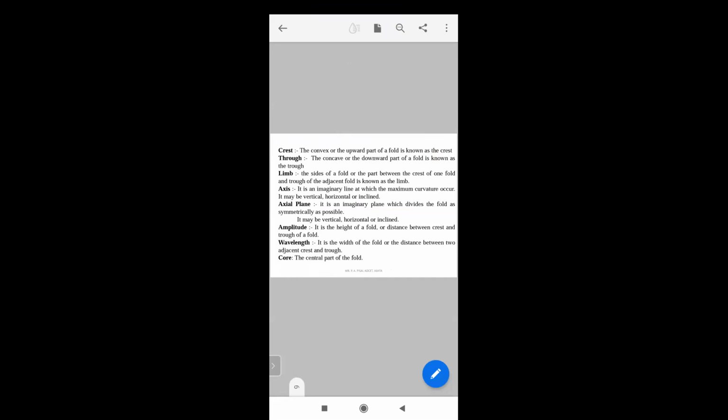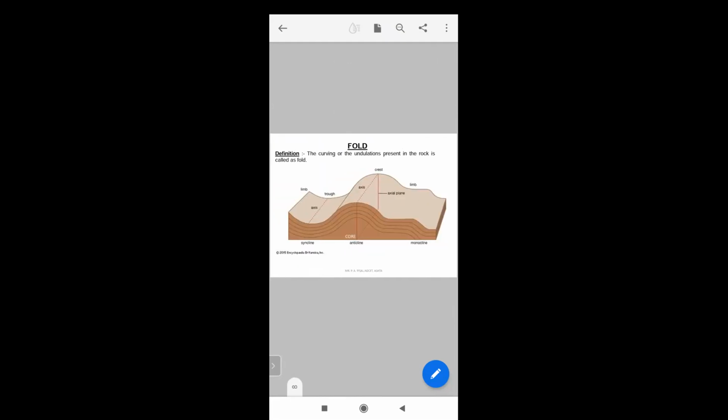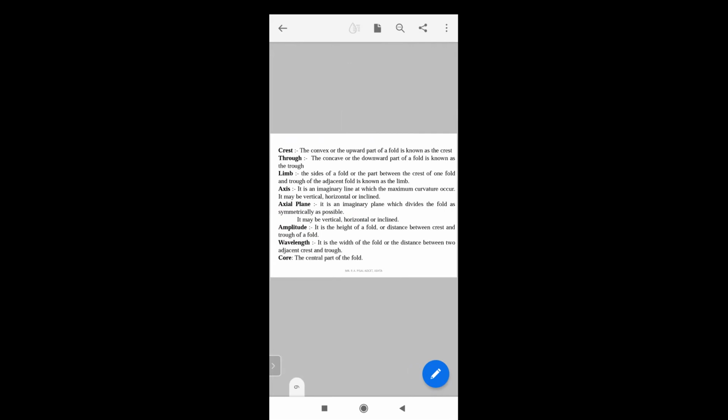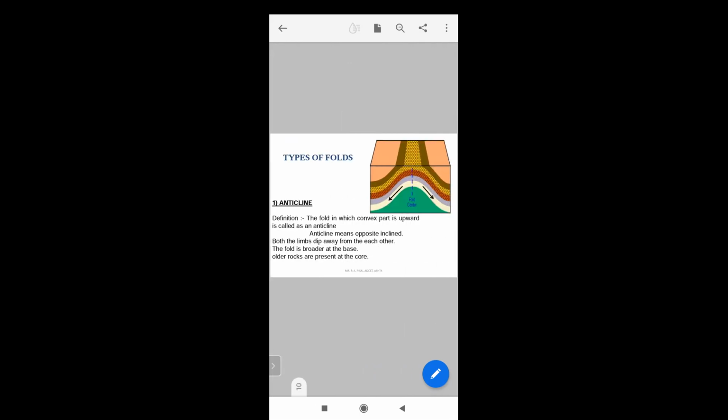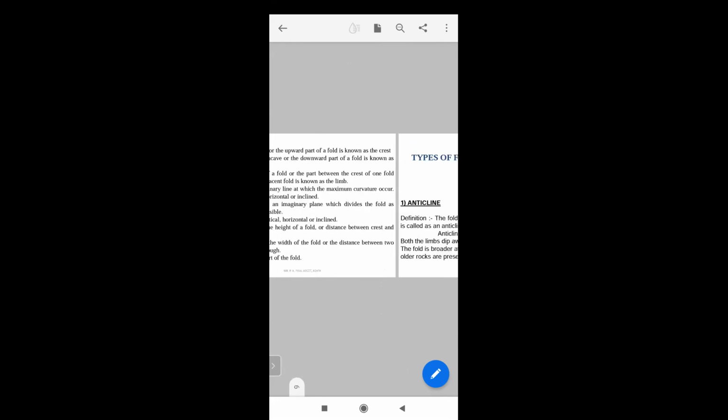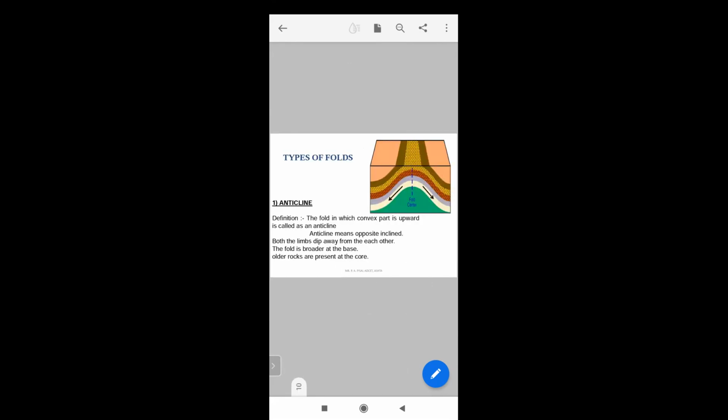In the last lecture, I think we have discussed the fold and its different parts. Is it okay? Or have we discussed these types? We have discussed these types or not?